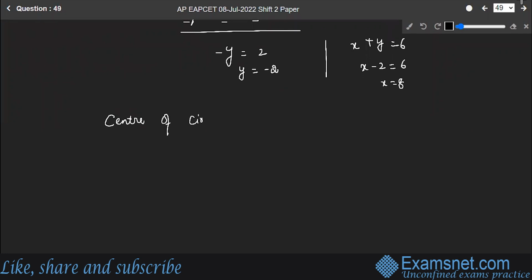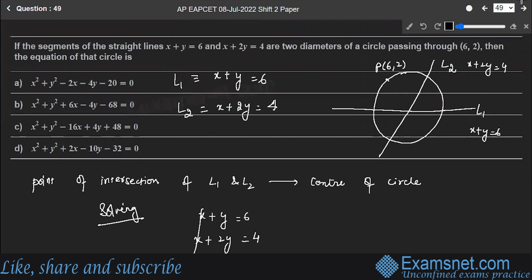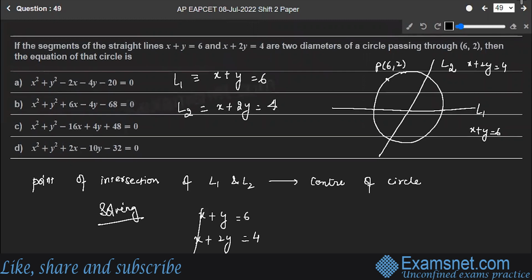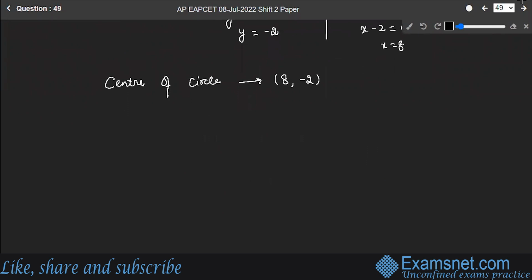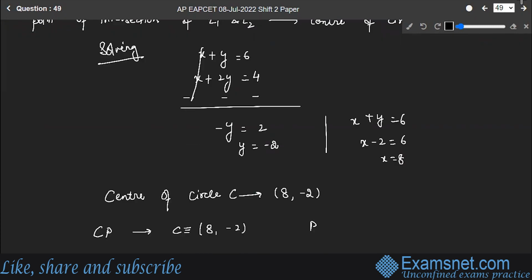Center of the circle is (8, -2). We got the center of the circle. Now, what do we want to find out? The equation of the circle. We know the radius is given by CP. If I'm taking C as the center, then the radius is given by CP, where C is (8, -2) and P was given to you as (6, 2).